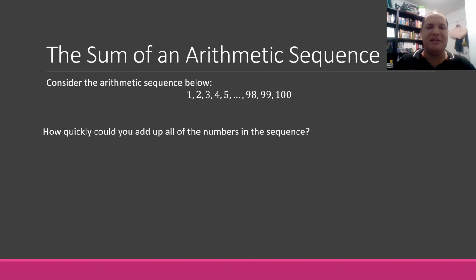Alright, now we want to consider this arithmetic sequence below. So we've got the numbers from 1 to 100. So it's an arithmetic sequence with our first term equaling 1 and our common difference equaling 1. And we want to find the sum of the first 100 terms, going from 1 to 100. Now I wonder how quickly you could do that one.